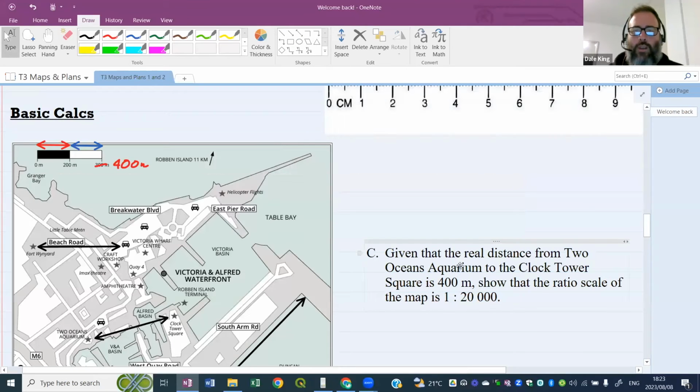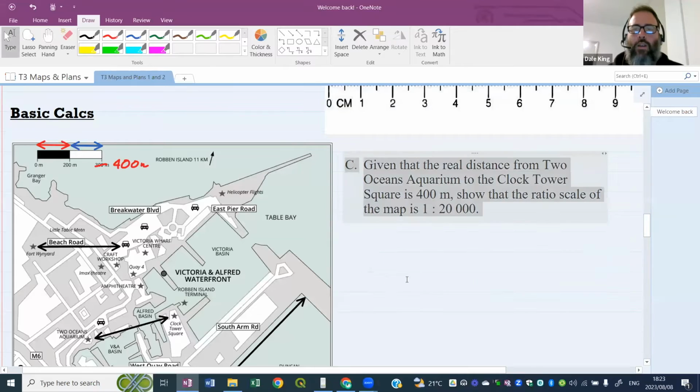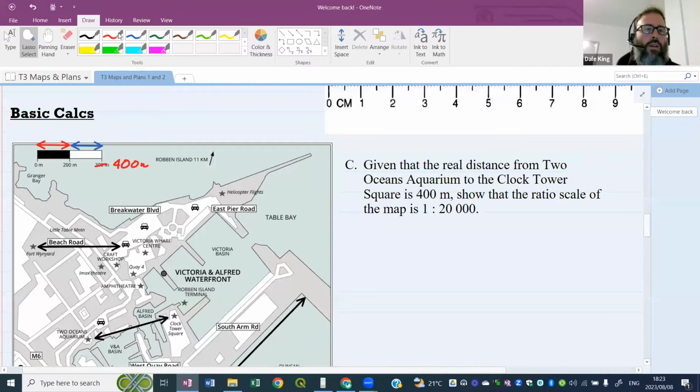Don't need that. So it says, given that the real distance from the Two Oceans Aquarium to the clock tower, which is this line here that I'm pointing to in red, if that real distance is 400 meters, show that the ratio scale of the map is 1:20,000. Okay, so we've got to use the real distance here. How do we work this out? For this ratio, we need two things. We need to create this ratio and prove the ratio is 1:20,000.